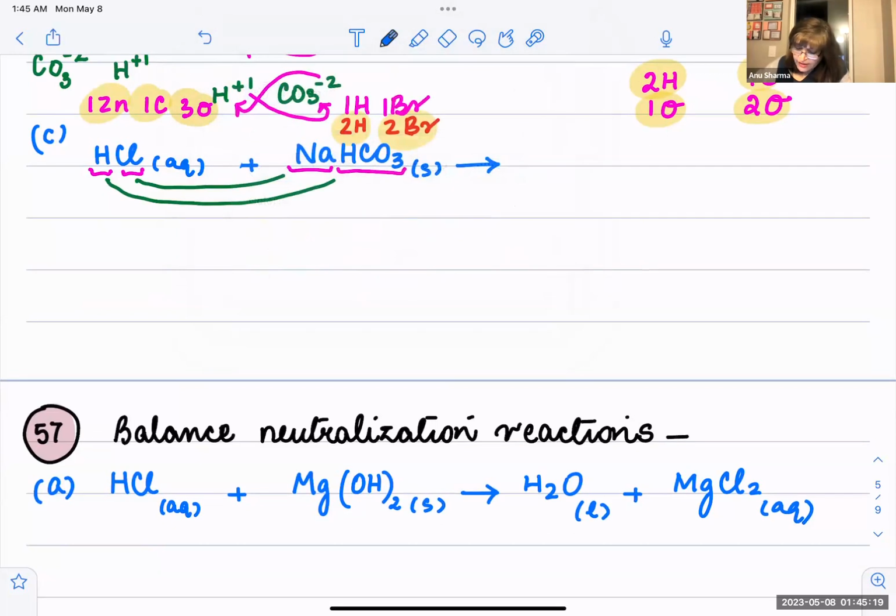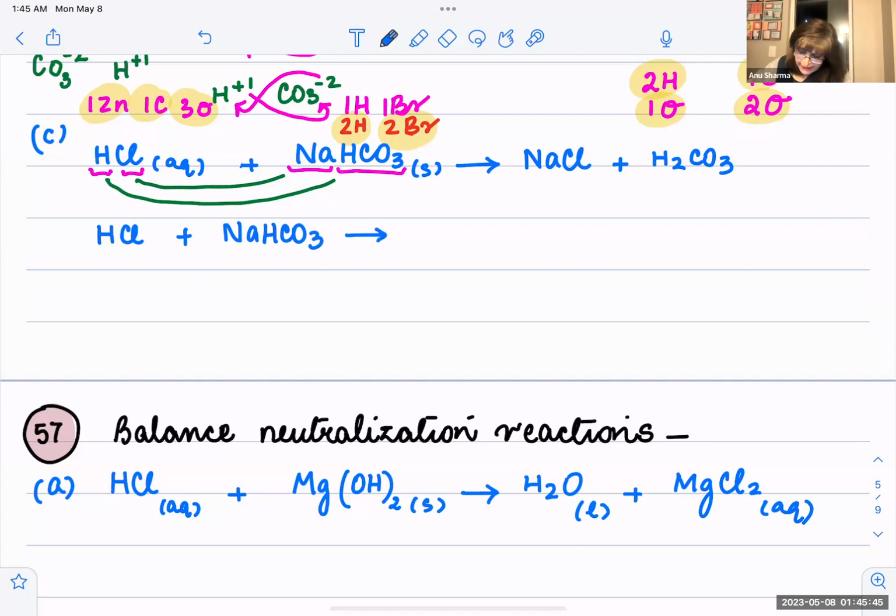So what are you going to get here? We will have NaCl and H2CO3. And same story with H2CO3. Always, this is going to break up into, or we can simply write it this way: HCl plus NaHCO3, and that is giving you NaCl plus H2O plus CO2.